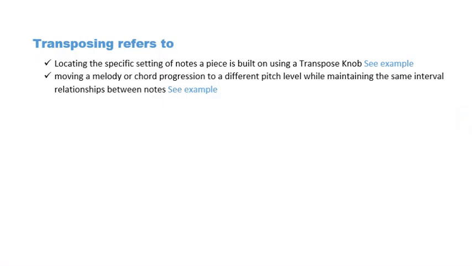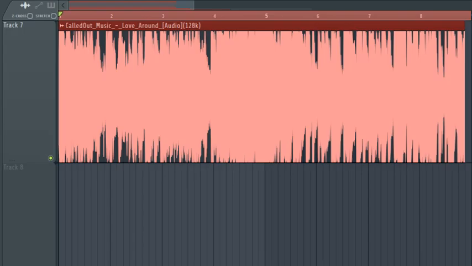Now let us see an example of moving a melody or chord progression to a different pitch level while maintaining the same interval relationships between notes. Let us now listen to this piece by the Call Out Music. It's called Love Around. Okay, let's listen to it.